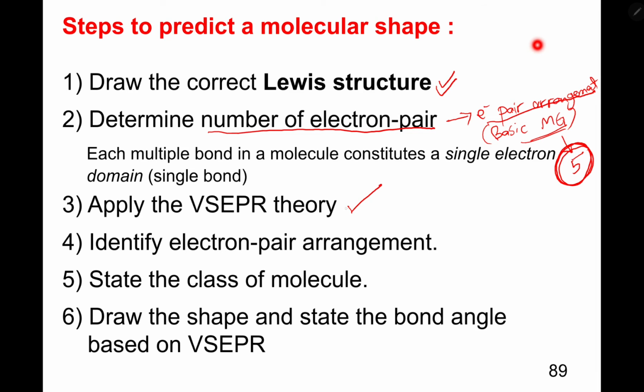Okay, what do we need to know about VSEPR theory? The repulsion between lone pairs is greater than between lone pair and bonding pair, which is greater than between bonding pairs. So, identify the electron pair arrangement based on the number of electron pairs just now. State the class of molecule. Here we use the symbol A for the central atom, B for the terminal atom, and E for the lone pairs. And last, draw the shape and state the bond angle based on the VSEPR theory.